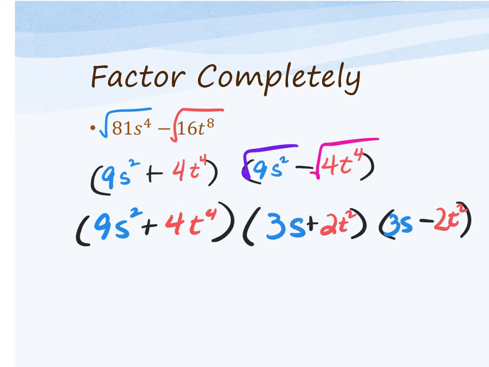The two binomials I just created, 3s is not a perfect square, so I'm finished. Now, remember that after you factor something, you can always multiply back all of the terms that you've created, and if it doesn't go back to the beginning, you've done something wrong.